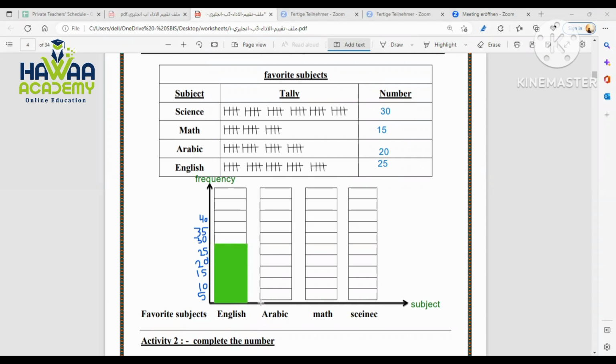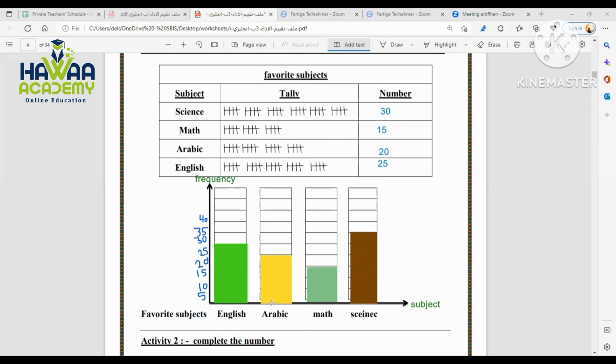We have 20. So let's count again. Here is 5, 10, 15, 20. Then we stop. Now let's find out the math. We have 15. So here is 5, 10, 15. And that's it. For science, is it the most one? Yes, it's the most one actually. It's 30. So let's count together. 5, 10, 15, 20, 25, 30.